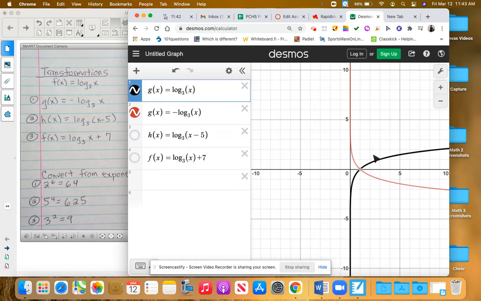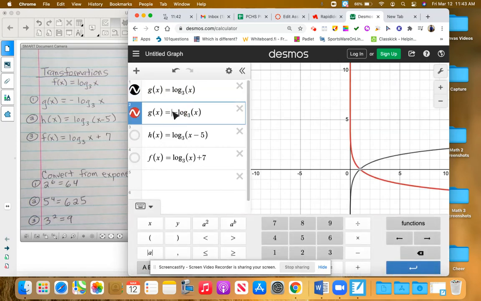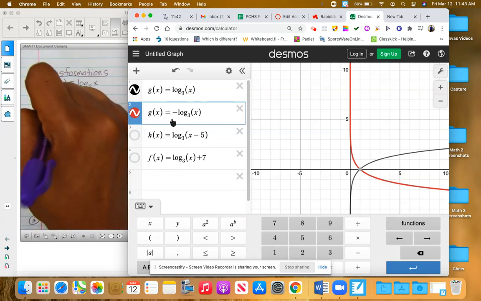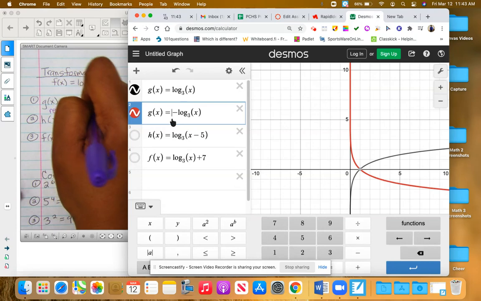So from the black to the purple. So the black is our parent function. It's the basic one. And I have a negative that's in the front. If you have a negative in the front, it's going to flip your function over the x-axis. So this is a reflection over the x-axis. So reflection over x.